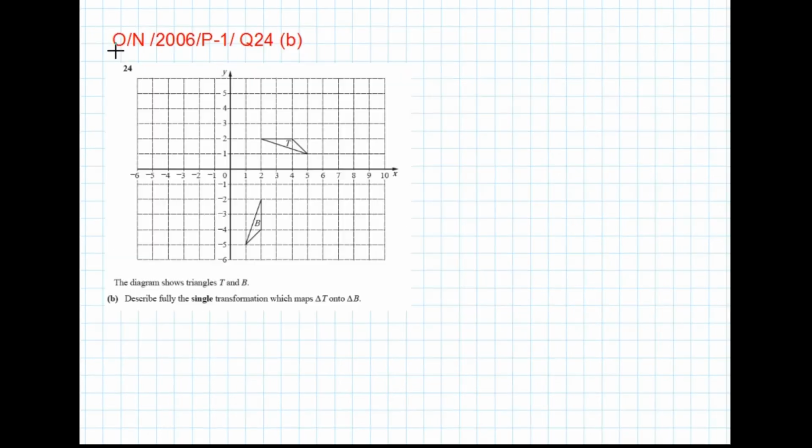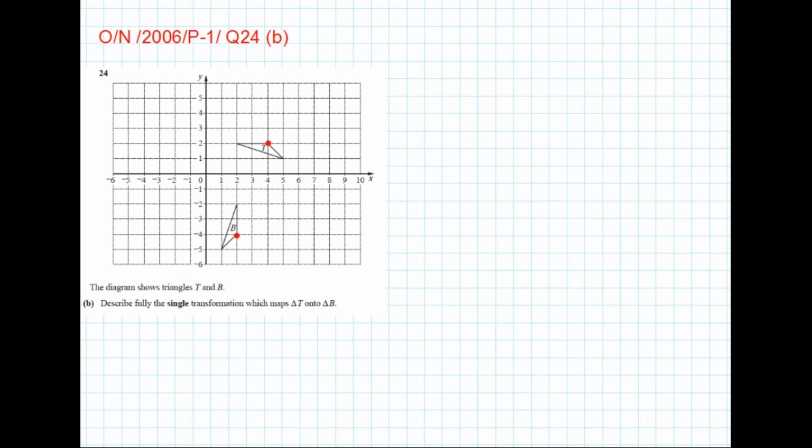Next question of the past paper is October-November 2006, paper 1, question number 24b. The diagram shows triangles T and B. Describe fully the single transformation which maps triangle T onto B. First, we mark the corresponding vertices of triangles T and B with red, green and blue dots.